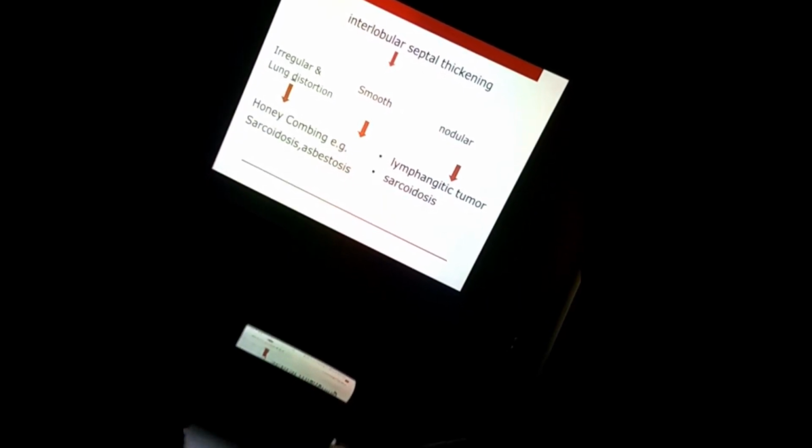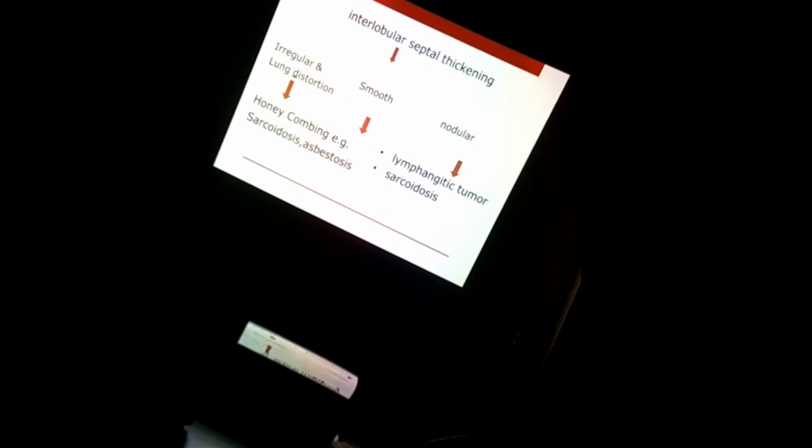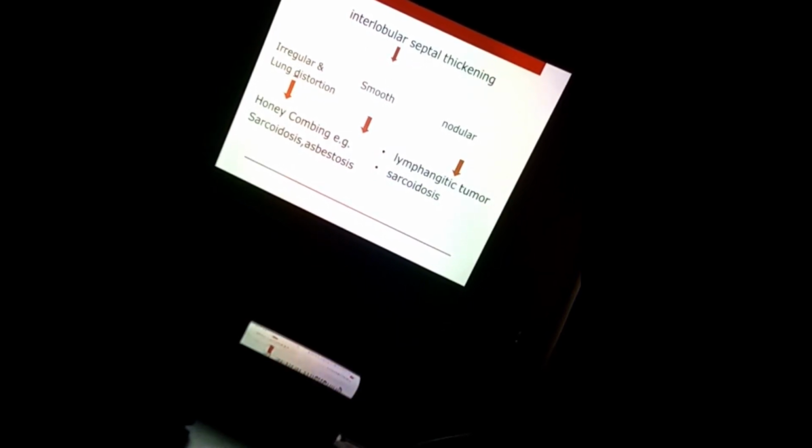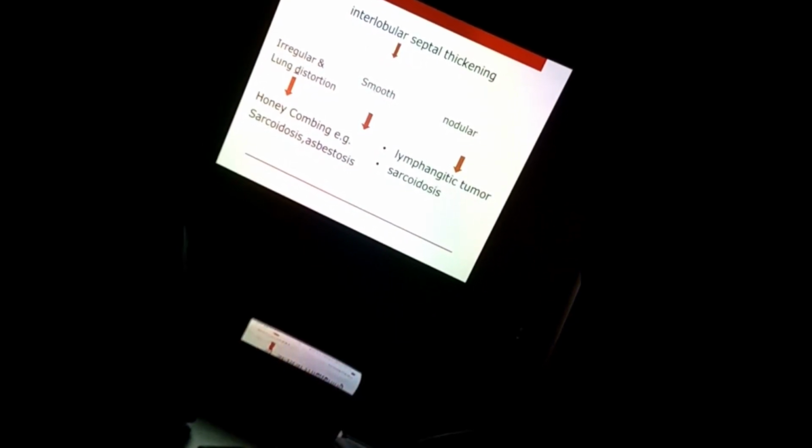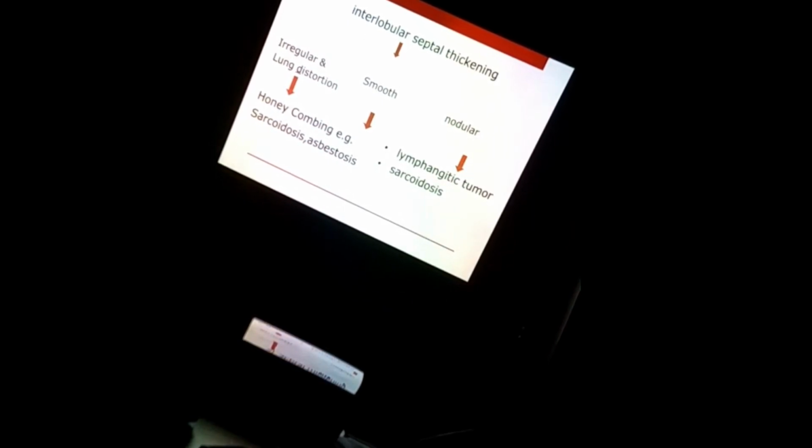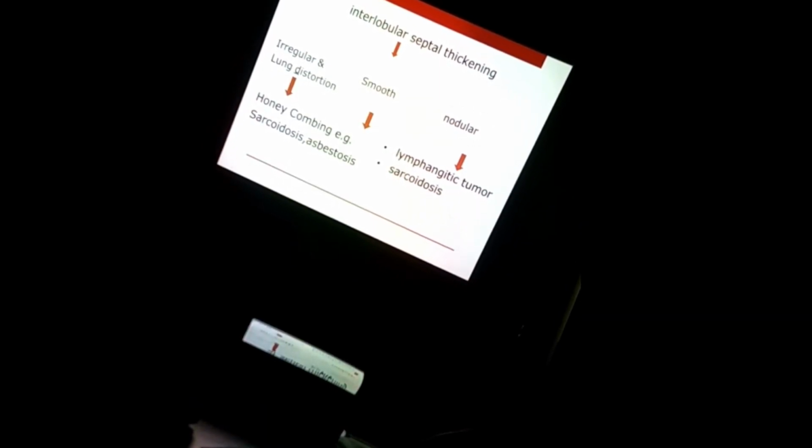Okay. Then interlobular septal thickening can be irregular, smooth, or nodular. If it is irregular and there is associated lung distortion and honeycombing, then your differentials are interstitial lung diseases. If interlobular septal thickening is smooth, I will tell you what the differentials are. If it is nodular, it means that the disease process is spreading through the lymphatics. Then your differentials are sarcoidosis and lymphangitic spread of the tumor.